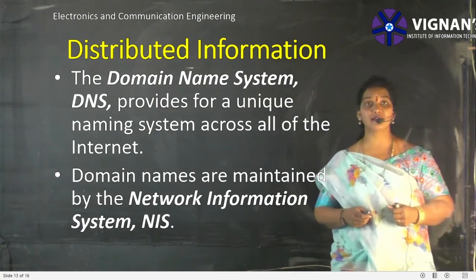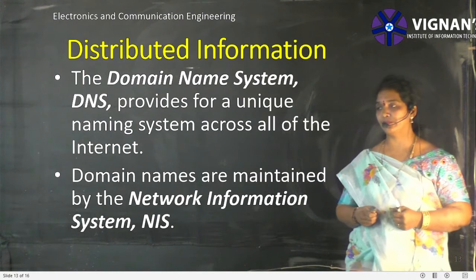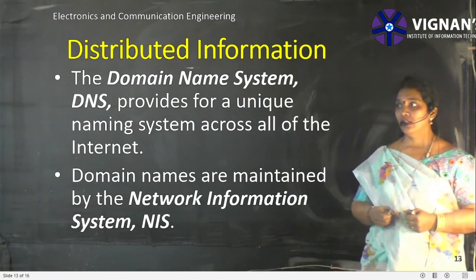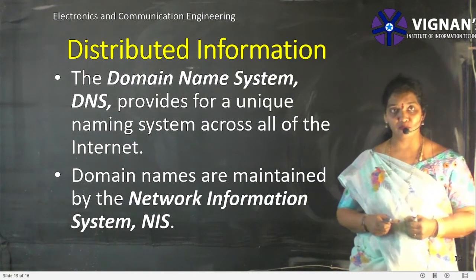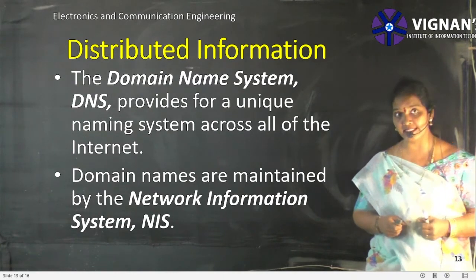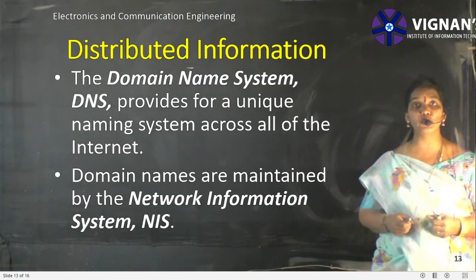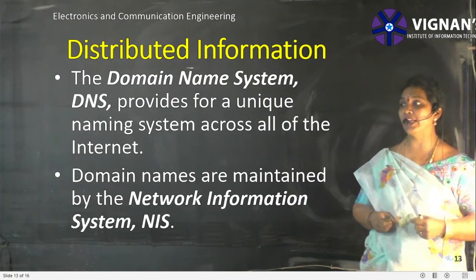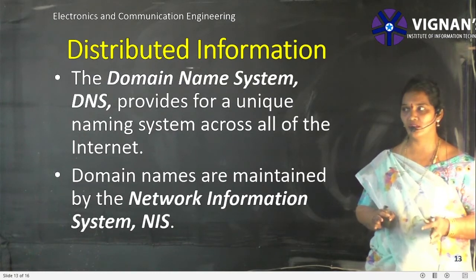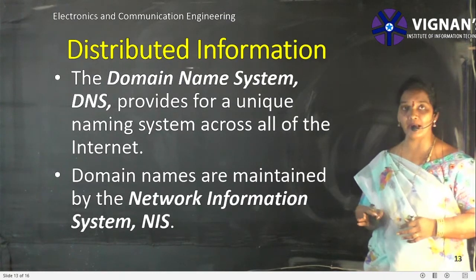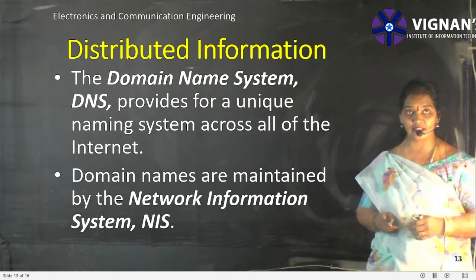Then what is distributed information? The domain name system, which we generally call DNS, provides a unique name system across all the internet. Domain names are managed by the Network Information System, NIS.